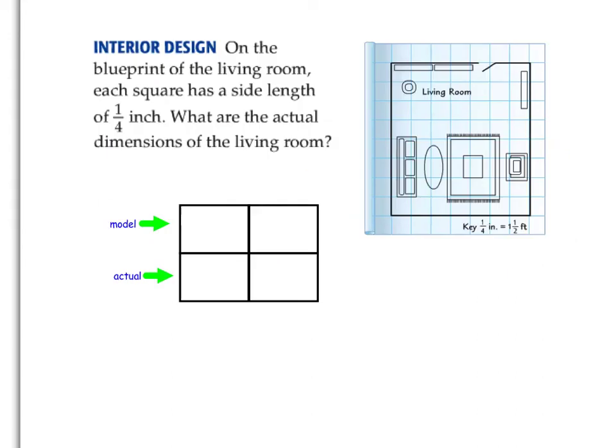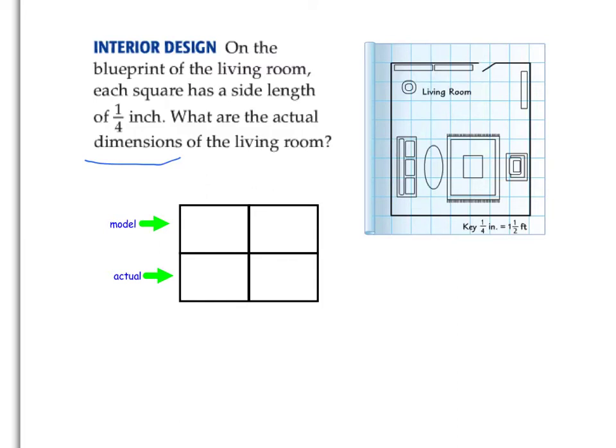This is very similar to a problem you're going to have in your textbook today. It says, on the blueprint of the living room, each square has a side length of 1/4 inch. What are the actual dimensions of the living room? Dimensions mean the length and the width, so the measurements of the living room. I'm going to do the width first. Normally we'd call the width the shorter length and the length the longer one.